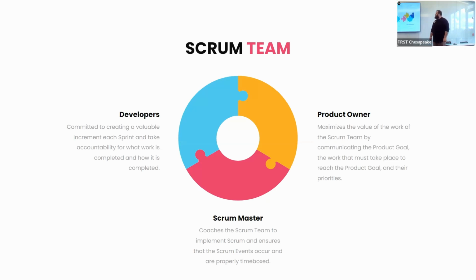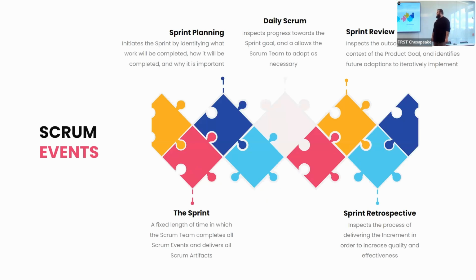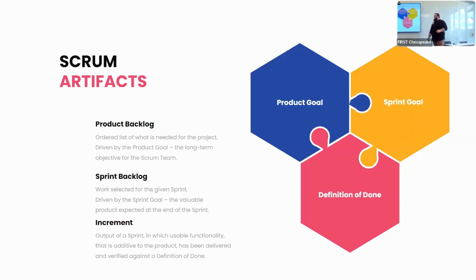Next slide. So kind of getting into Scrum events now, and these are some terms that you'll start to recognize from the earlier slide. The first and arguably most important event is the sprint, right? The sprint is a fixed length of time in which the Scrum team is going to complete the Scrum events that we're seeing and deliver the artifacts on the next slide, which you can go back, sorry about that.